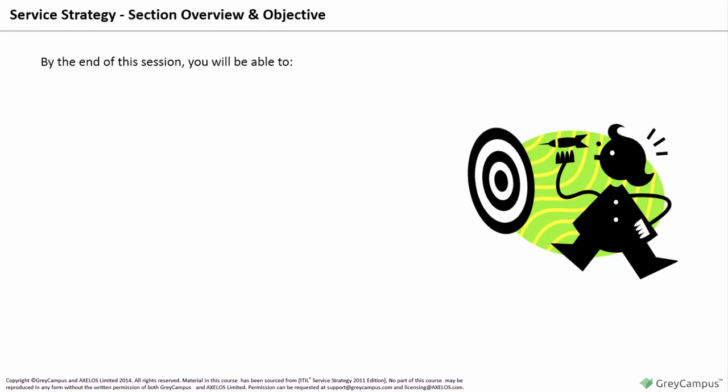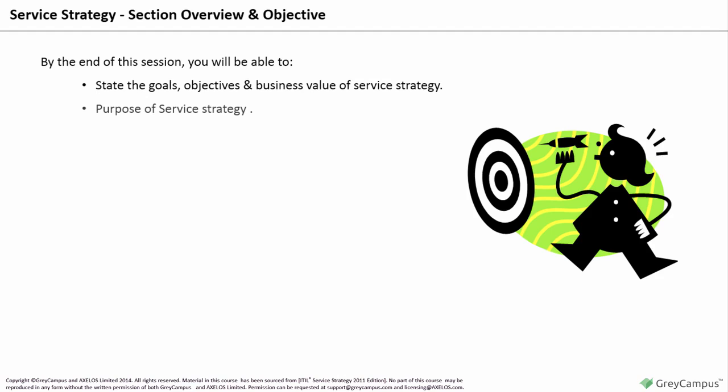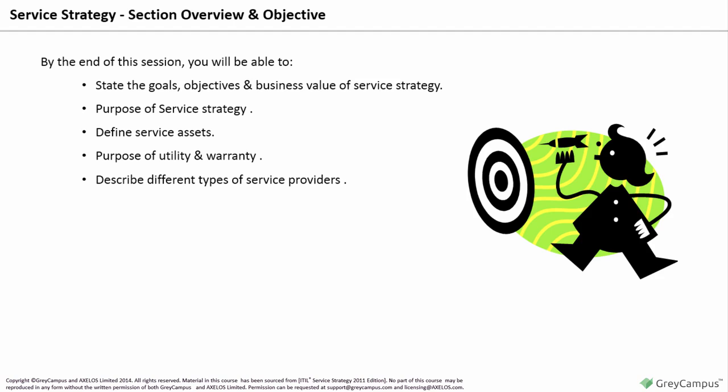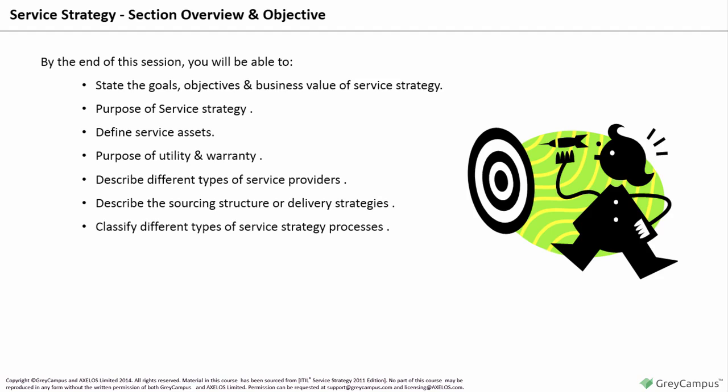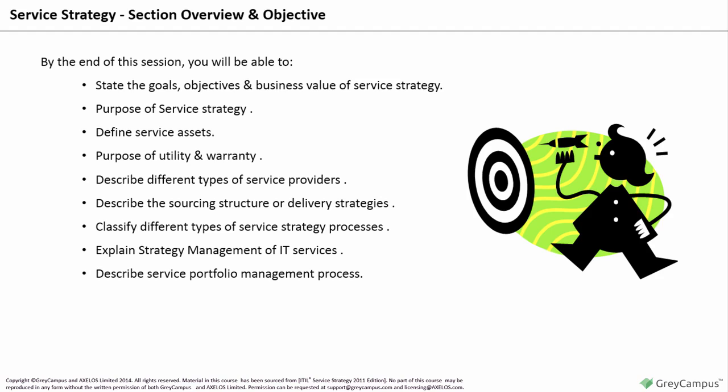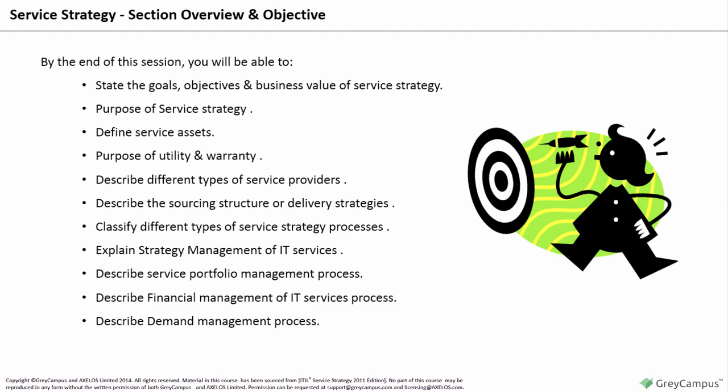Service strategy, section overview and objective. By the end of this session, you'll be able to state the goals, objectives and business value of service strategy, understand the purpose of service strategy, define service assets, understand the purpose of utility and warranty, describe different types of service providers, describe the sourcing structure or delivery strategies, classify different types of service strategy processes, explain strategy management of IT services, describe service portfolio management process, describe financial management of IT service process, describe demand management process, explain business relationship management process.